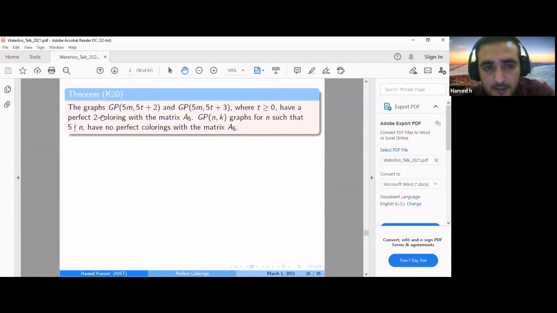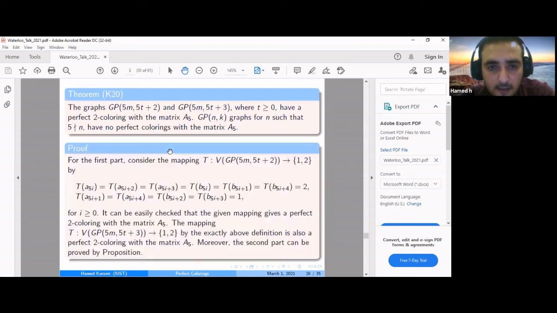Here we generalize the theorem for GP(n,2) with the matrix A5. The graphs GP(5m,5t+2) and GP(5m,5t+3) have a perfect two-coloring with the matrix A5. And these graphs, where 5 doesn't divide n, have no perfect two-colorings with the matrix A5. For the first part, it is a construction, and the second part is trivial by the proposition.